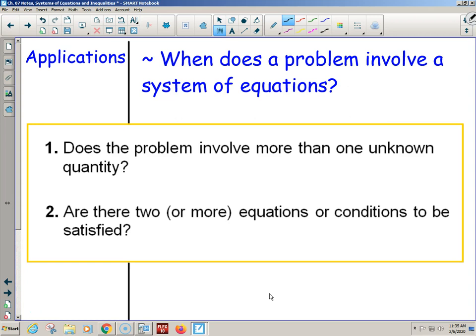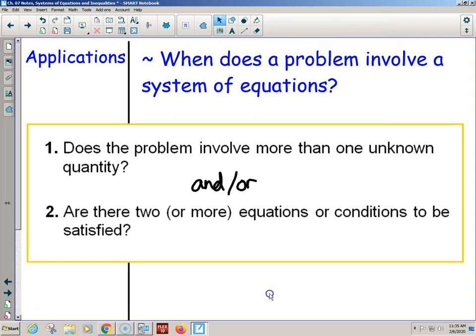So does the problem involve more than one unknown? Then we need more than one equation? Probably, unless there's some unique grouping or something going on. And then technically, I'm going to put and/or. You guys know what that means. And/or. So maybe it has both of these things, or maybe it just has one of them.